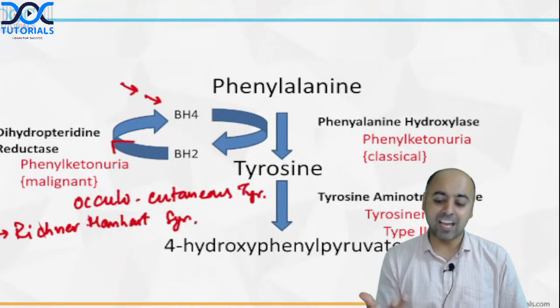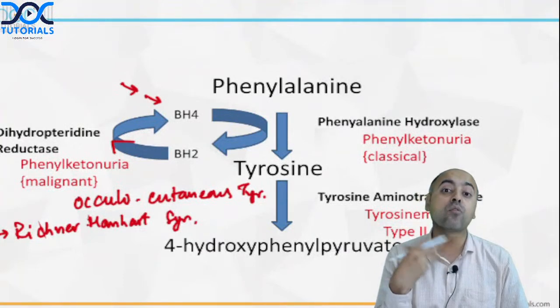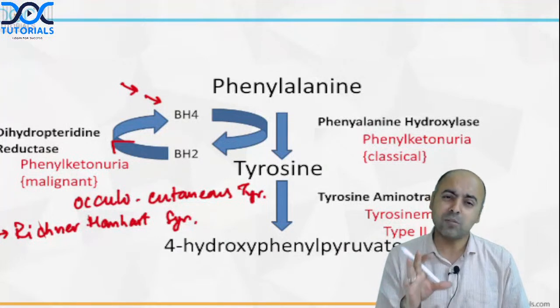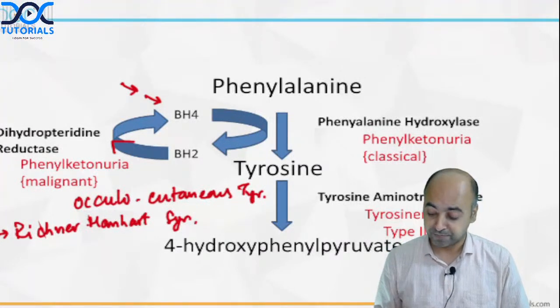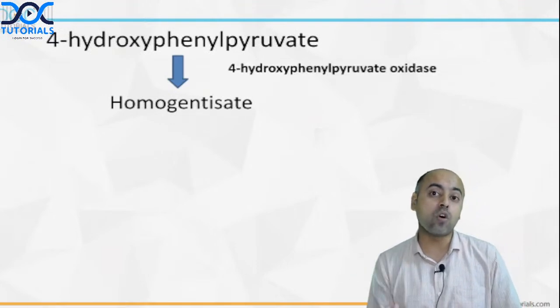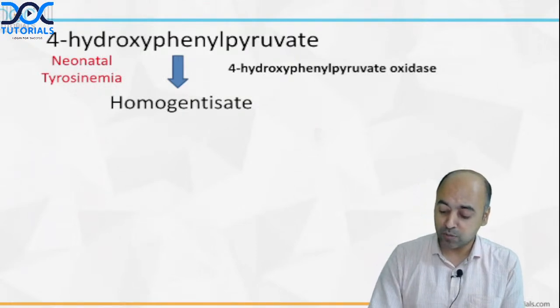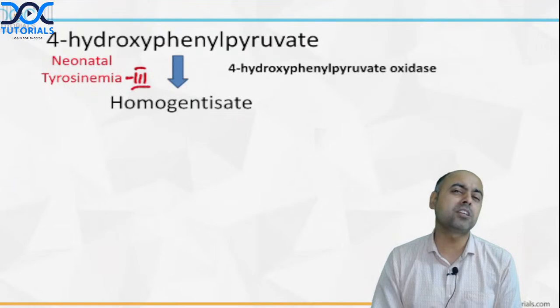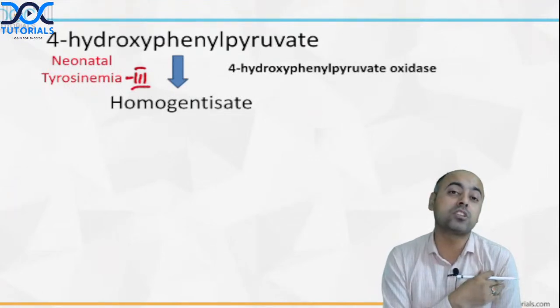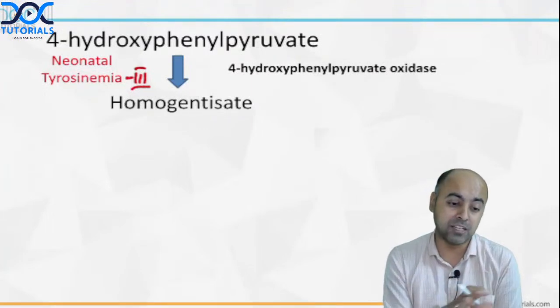Some amount of mental retardation can be there, just like in PKU, but it is not profound. Unlike phenylketonuria or tyrosinemia type 1, mental retardation is mild to moderate. Hydroxyphenylpyruvate is then converted into homogentisate by the enzyme hydroxyphenylpyruvate oxidase. If this enzyme is not working, we get tyrosinemia type 3, which is almost asymptomatic. Most patients will not have any signs and symptoms. Rarely they can have mild mental retardation, but that will be all.